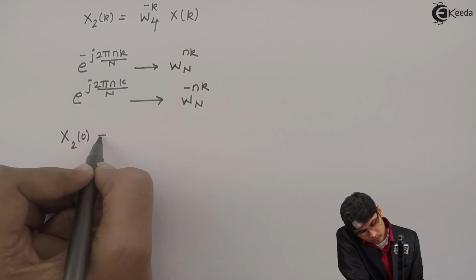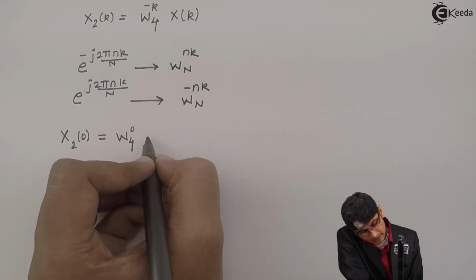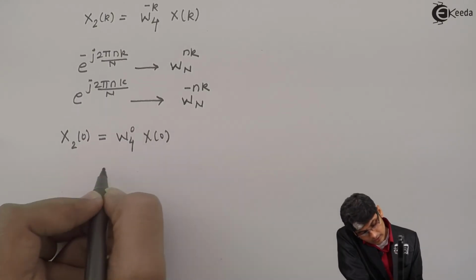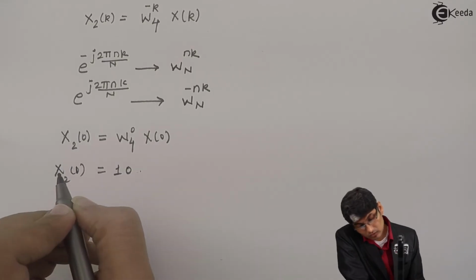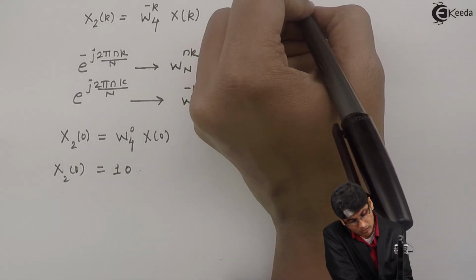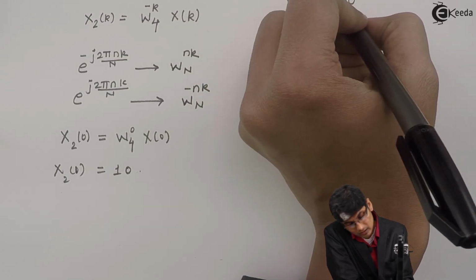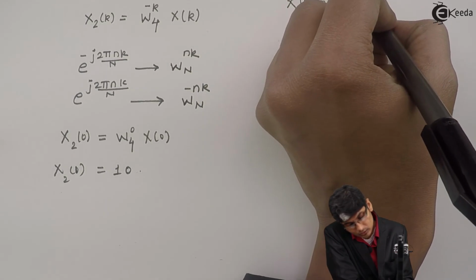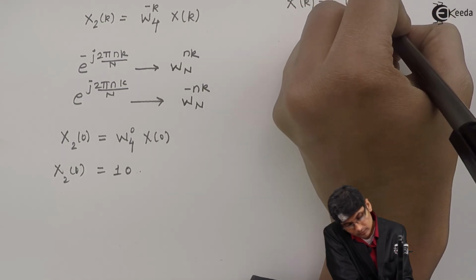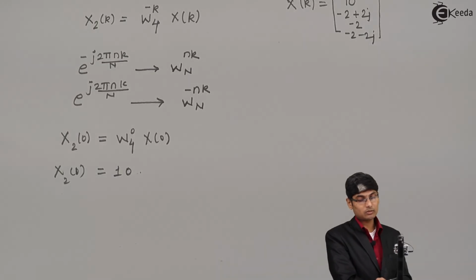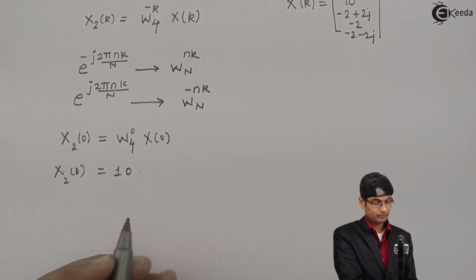X2 of 0, that is k is equal to 0. Of course, this will be W_4 raised to 0. Sign doesn't matter. X of 0. So that will be 10 again. So for you to recall, X of k is equal to 10 minus 2 plus 2j, minus 2, minus 2 minus 2j. Okay, that is what my X of k is. So first value of X2 of k is 10.